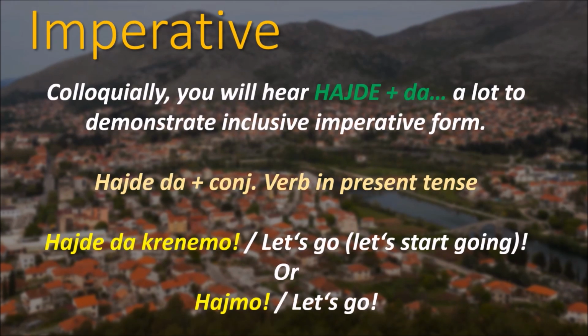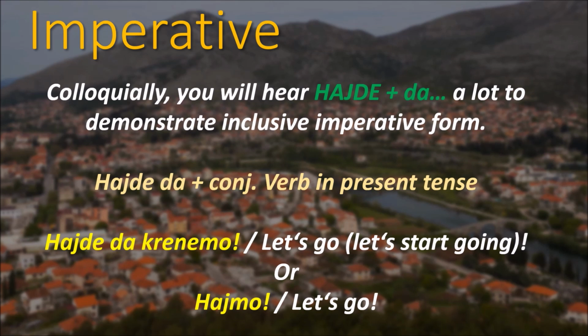There's something I wanted to share that is more colloquial. If you travel to Sarajevo or Bosnia, or if you know any Bosnians, you will probably hear this colloquial form, which is "hajde da". That's more for inclusive. We would say something like "hajde da se dogovorimo", let's agree.